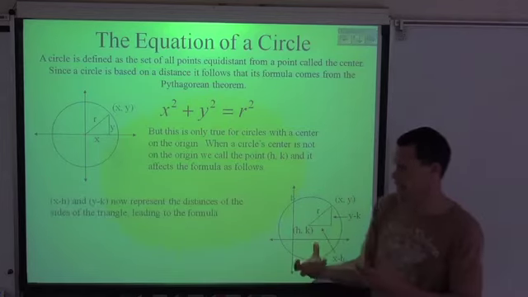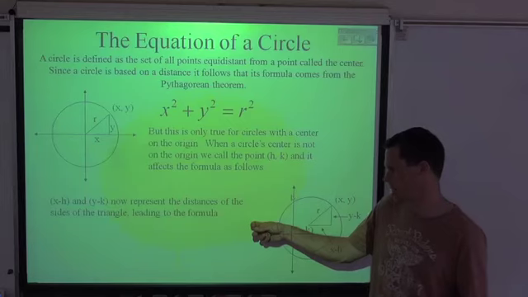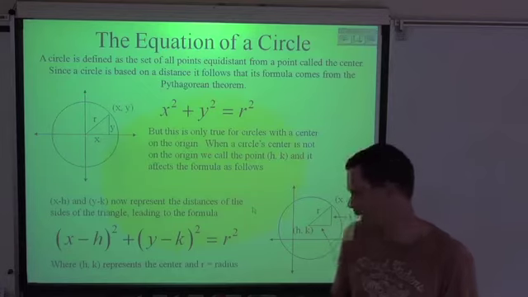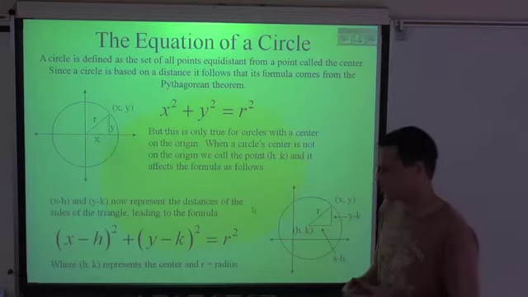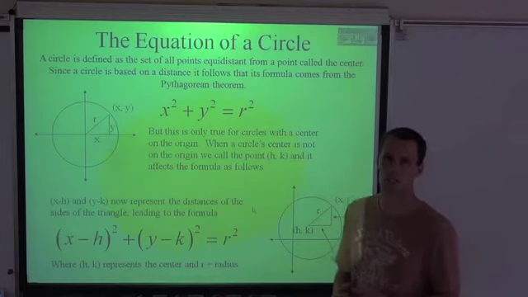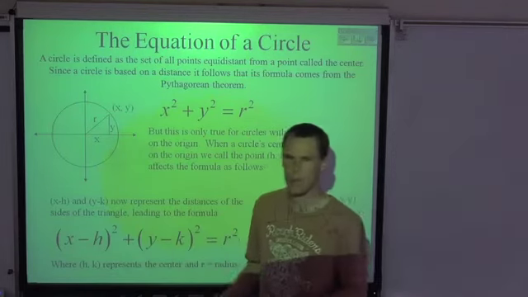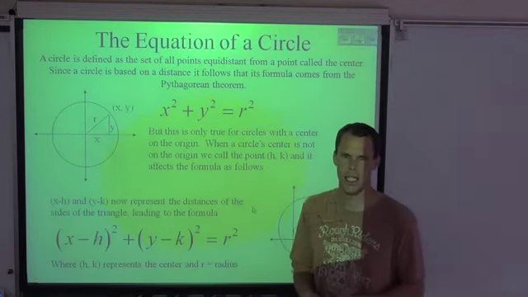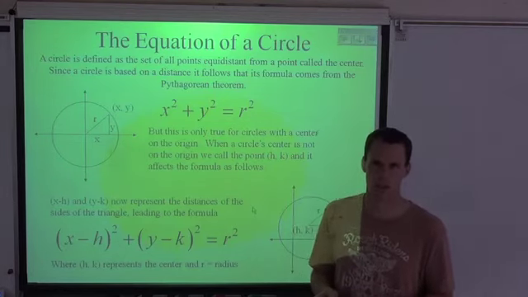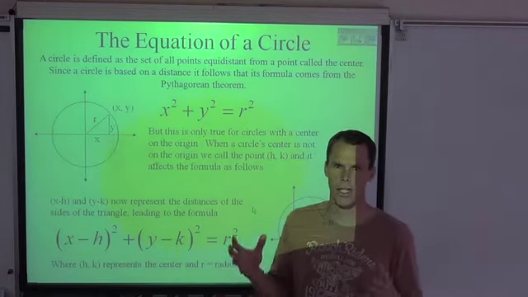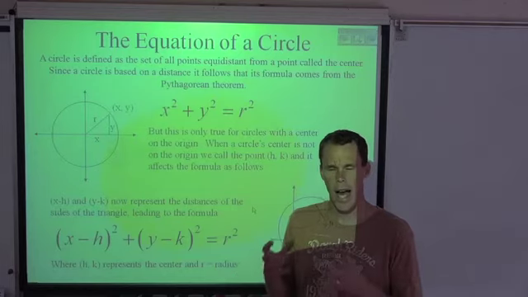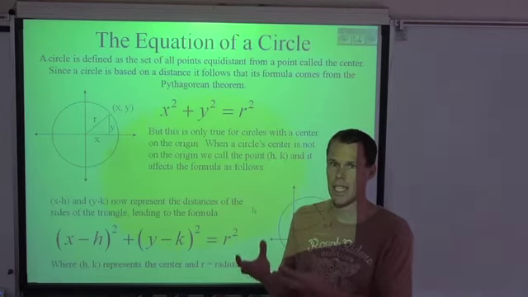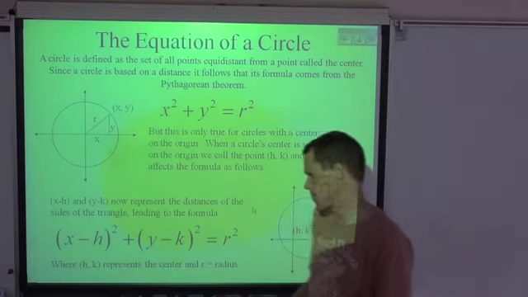If we put these as the sides of the triangle into the Pythagorean theorem, we get this formula. (x minus h) squared plus (y minus k) squared equals r squared. And the things we have to define here are h and k represent the center of the circle, r represents the radius, and x and y are your variables. They represent any and all points on the circle. If you had a point on the circle, you could use those as x and y. Otherwise, x and y should be in the equation as variables.